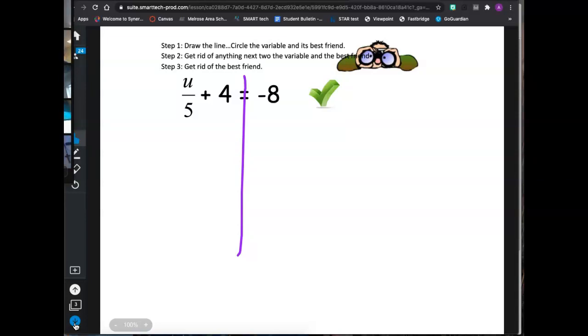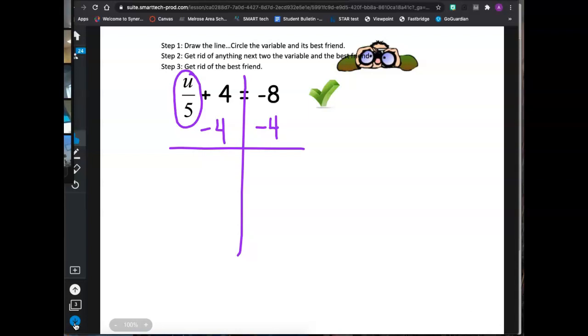What's its best friend? The best friend is not 8. What's U's best friend? Some of you are holding your pen. 5. 5 is the best friend. Okay? So I'm going to circle the U over 5. They are best friends. They need to stick together as long as possible. Okay, so I have to get rid of the other piece next to that. How do I get rid of a plus 4? Minus 4. So subtract 4 from each side and draw a line underneath it.